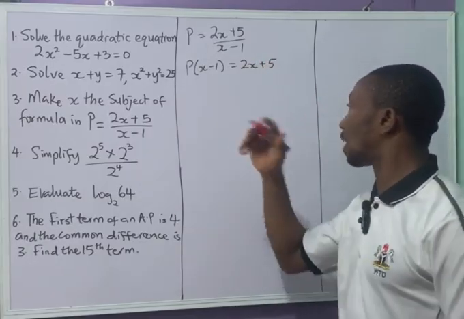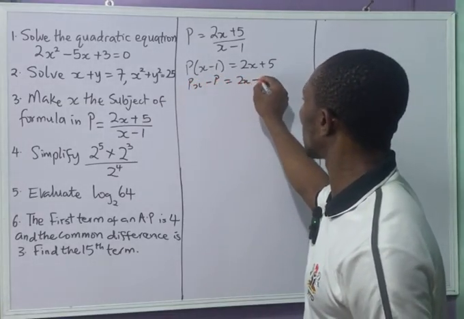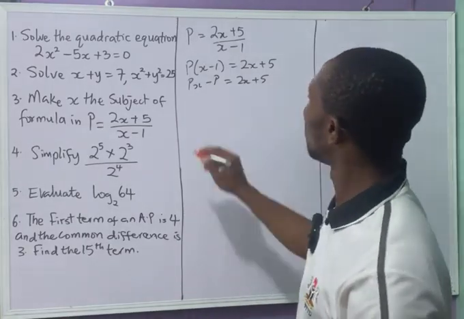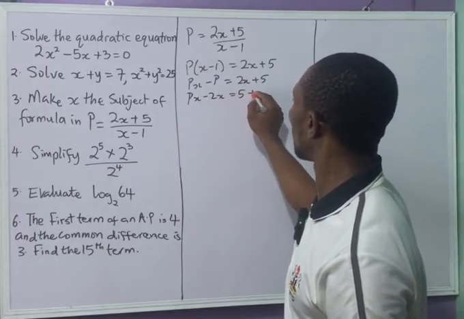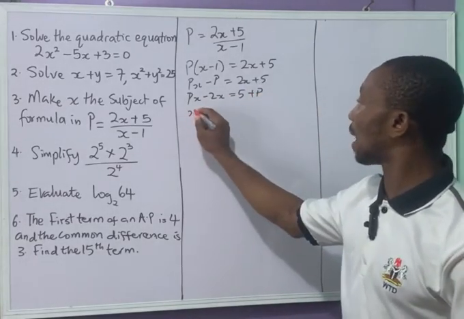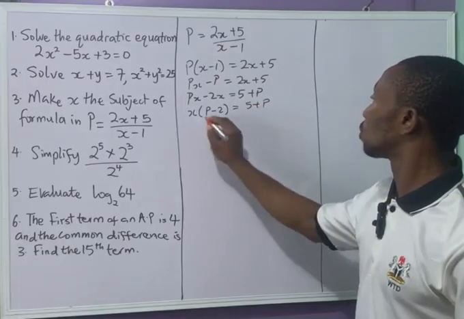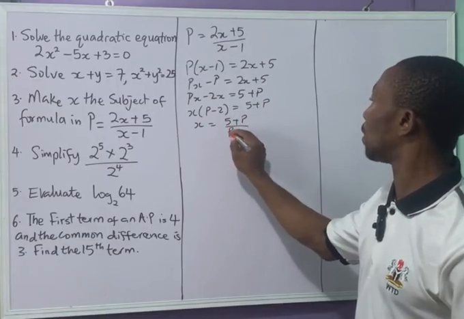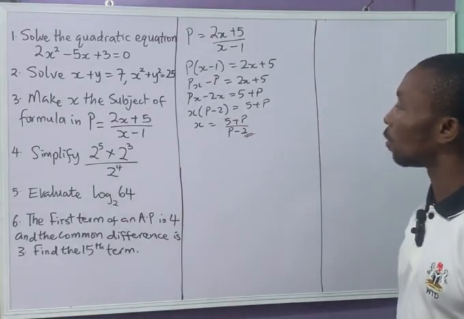Now, opening up our bracket, we have px minus p equals 2x plus 5. From here, we collect like terms. So this becomes px minus 2x equals 5 plus p. Now, what's common here is x, so x times p minus 2 equals 5 plus p. So this becomes x equals 5 plus p all over p minus 2. So with this, we've made x our subject of formula.